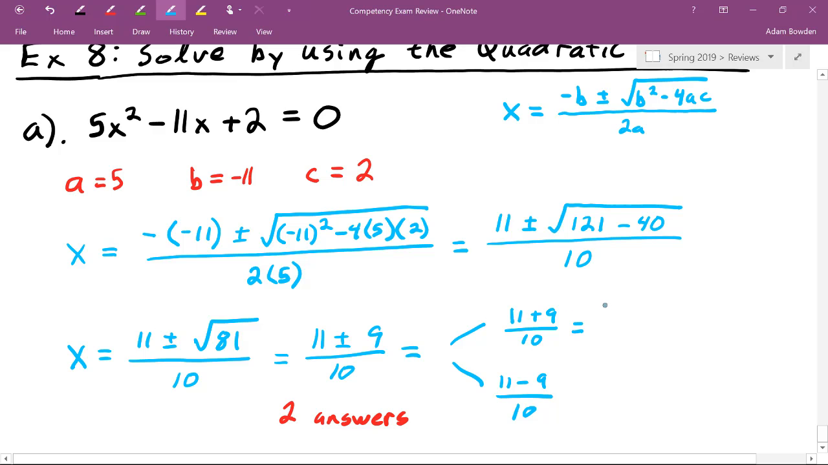Up here, if you add, you're going to get a 20 divided by 10, and that's equal to 2. Down here, subtracting the numbers, you get 2 divided by 10. And you make sure to reduce that into the lowest terms of 1/5.